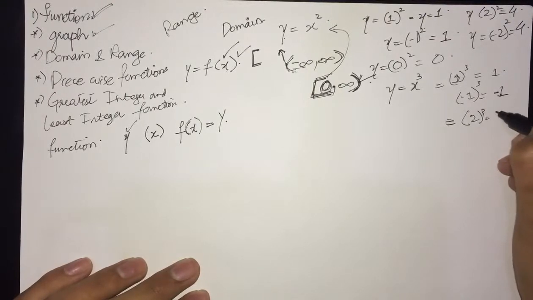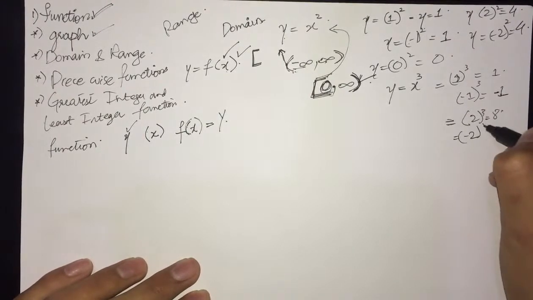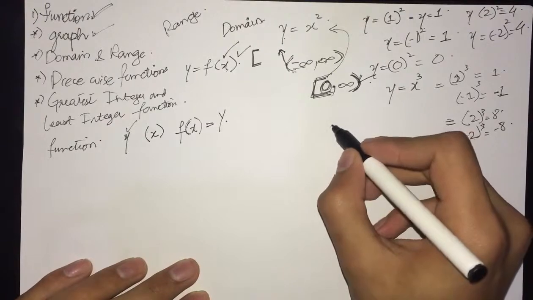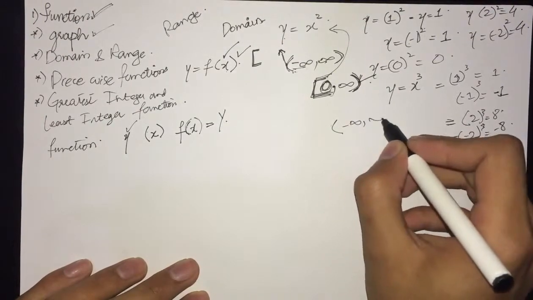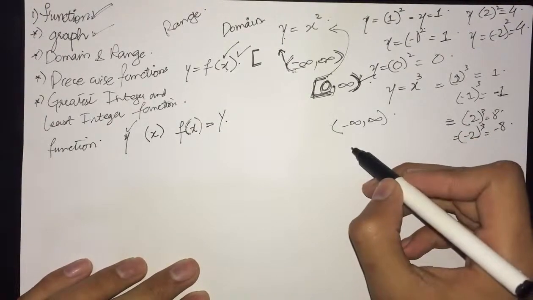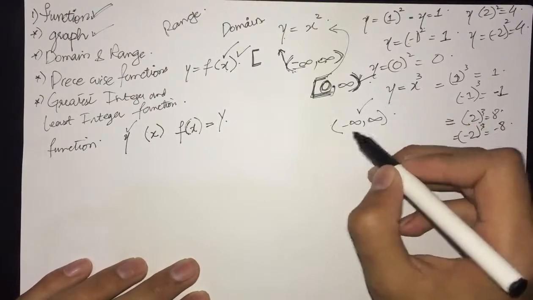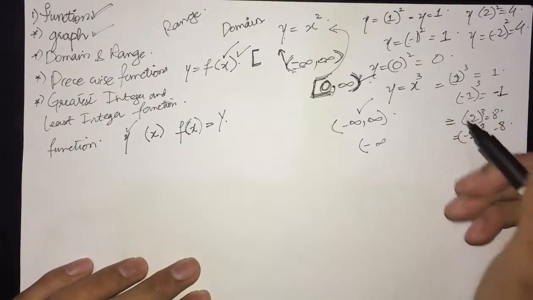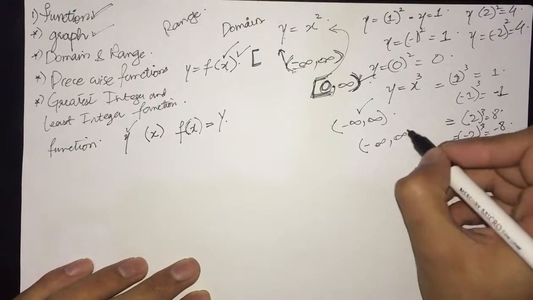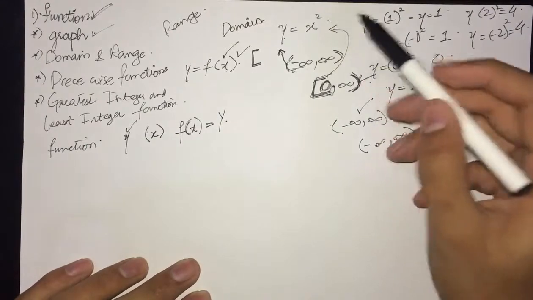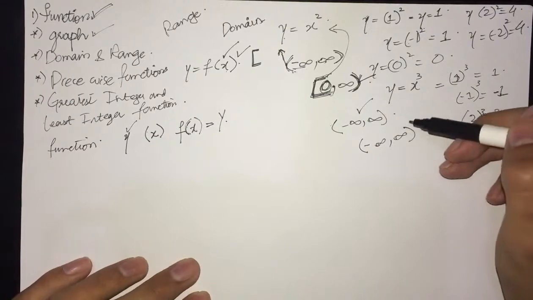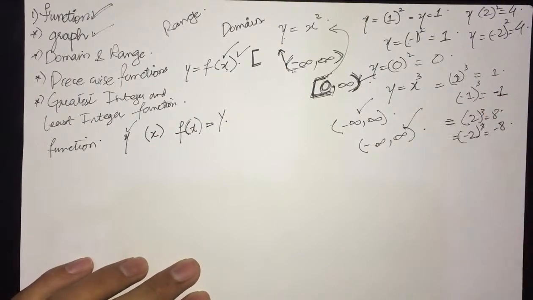And the same way, if I input 2, it will give me 8. But when I input minus 2, it will actually give me minus 8. So that means its domain is minus infinity up to infinity, and its range is also minus infinity up to infinity. So in the square case, we have the range 0 up to infinity, but in the cube case we have minus infinity up to infinity.